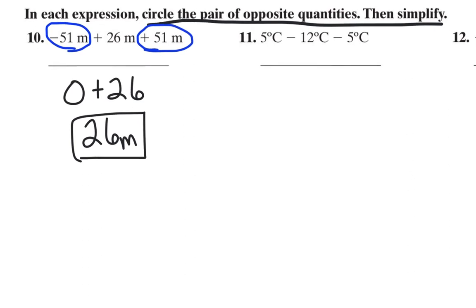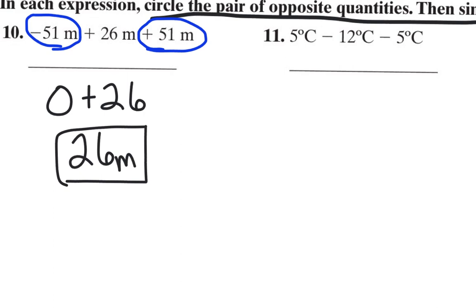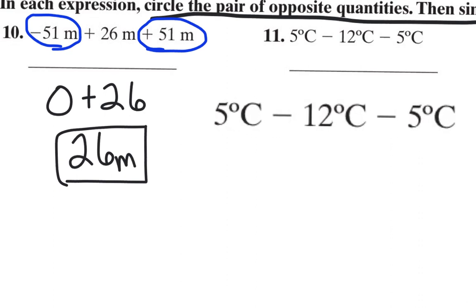Number 11, since the directions say circle the opposite quantities, I'm going to go ahead on this one. Let me bring this down here. Where they're subtracting, I'm going to add the opposite. I'm going to make 2 sign changes anywhere where they're subtracting. So when it says minus 12C, add the opposite. That's the same as plus negative 12C. And then minus 5 degrees Celsius, minus 5, add the opposite is the same as plus negative 5.